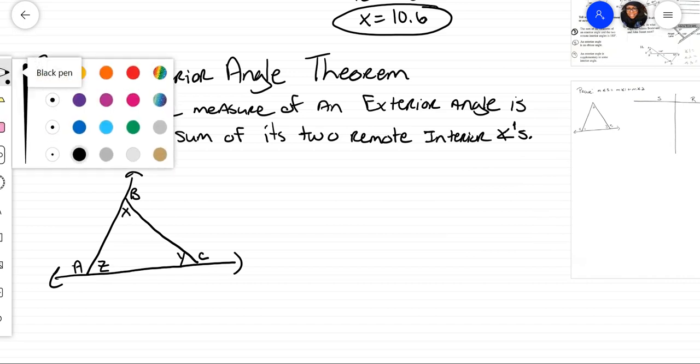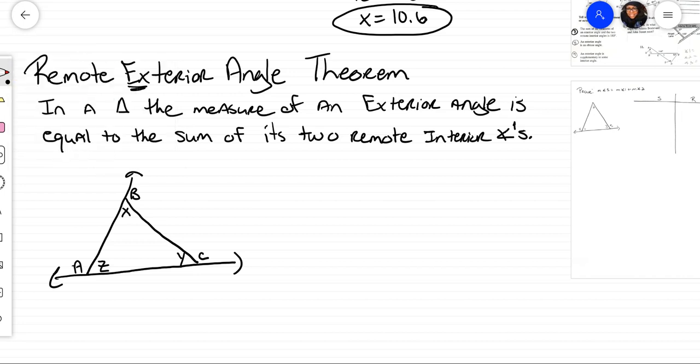So this is saying that the exterior angle, in this case let's start with angle A, is equal to the sum, which is addition, of its two remote interior angles. So if I'm looking at A, A is equal to the sum of the two remote interior angles. The remote interior angles are the angles it doesn't touch. So Z is the adjacent interior angle, so it's not that one. It's going to be the two remote ones. So angle A is going to be equal to angle X plus angle Y, because those are the two remote interior angles.